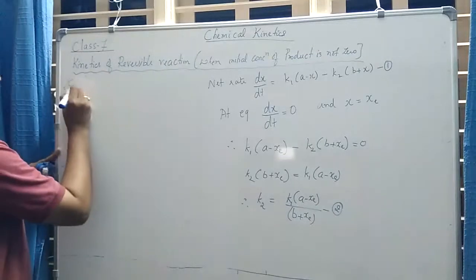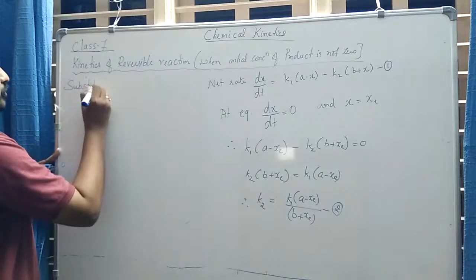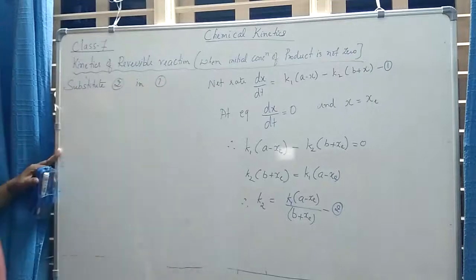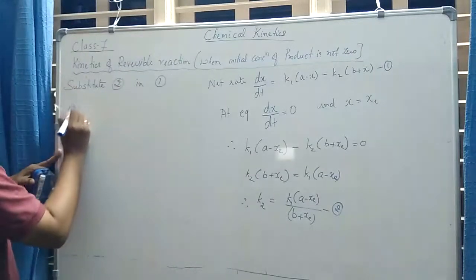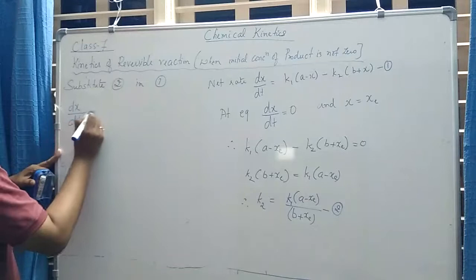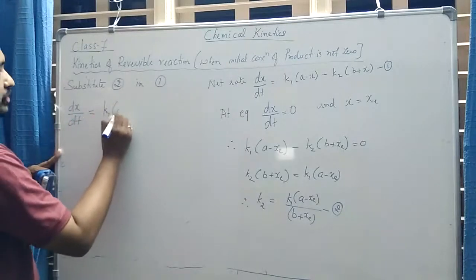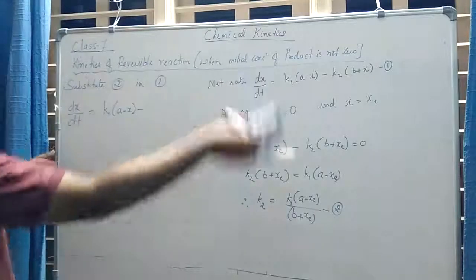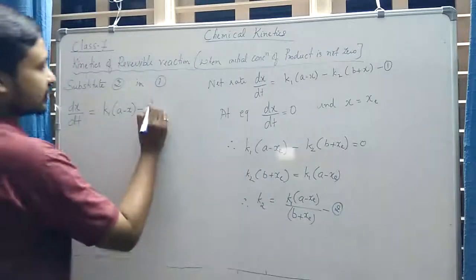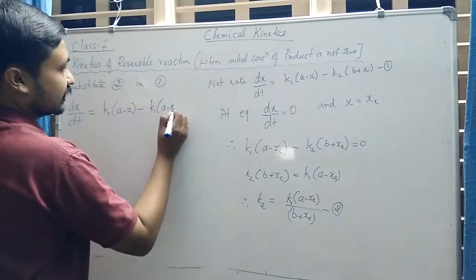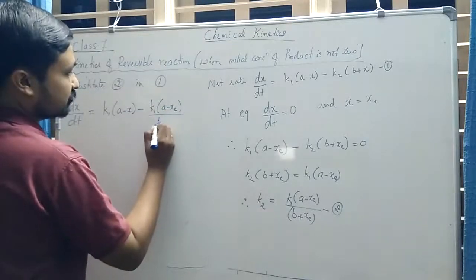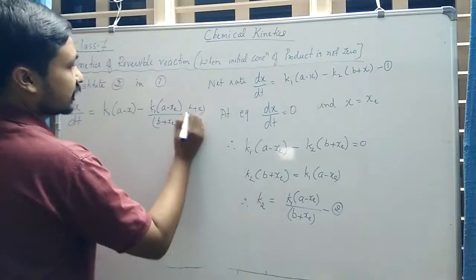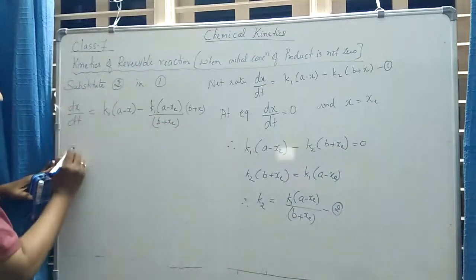So let us substitute equation 2 in equation 1. So we get dx by dt, that is the net rate of the reaction, is k1 into (a minus x) minus k2. What is k2 according to equation 2? It is k1 into (a minus xe) divided by (b plus xe), into (b plus x). Okay, let us simplify this equation.